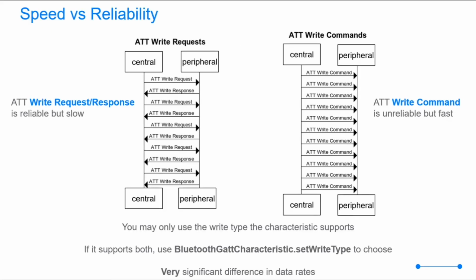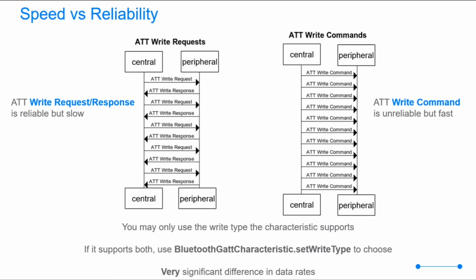So last thing to be aware of where throughput is concerned is this. The attribute protocol, remember, pretty much sits under all your APIs, and it supports two ways of writing data to a characteristic. So writing data to a characteristic is likely to be how we transfer data from one device to another. So we have write commands. They're very fast, but they may be unreliable, and that's worth understanding.